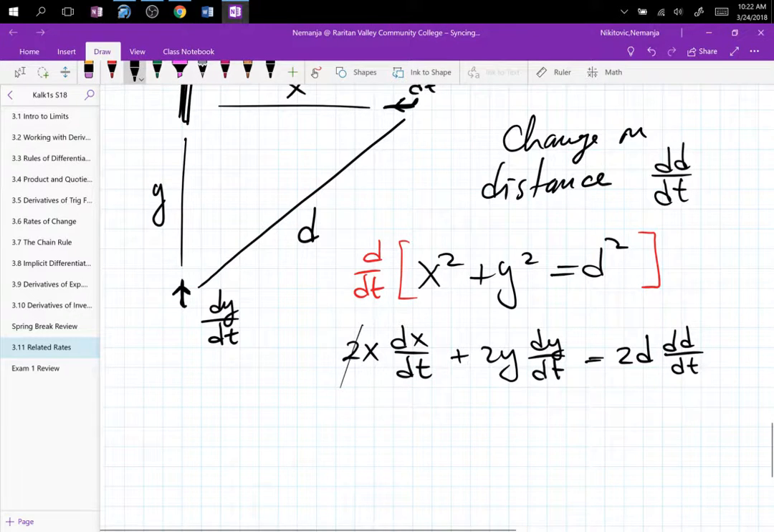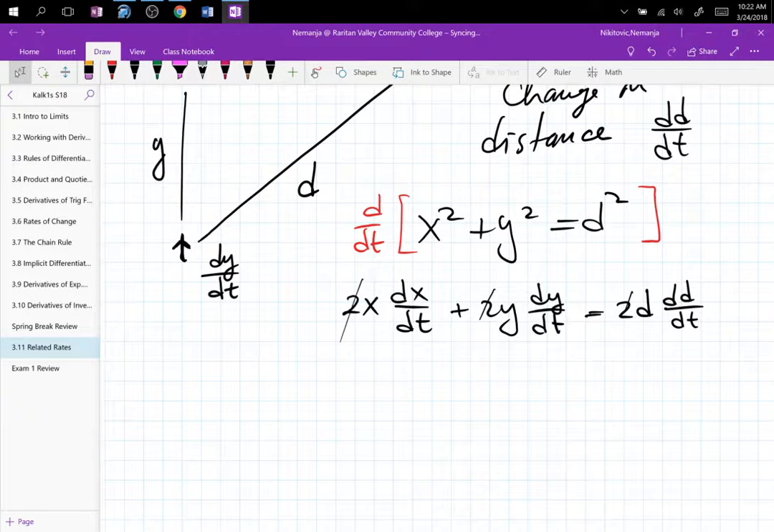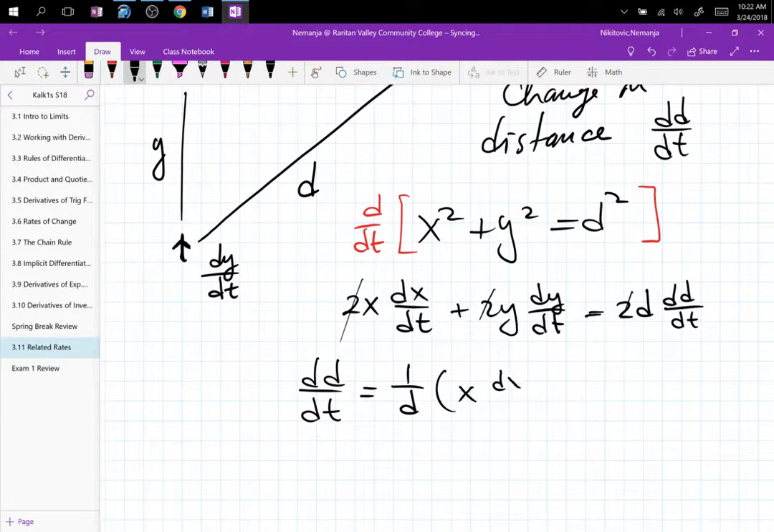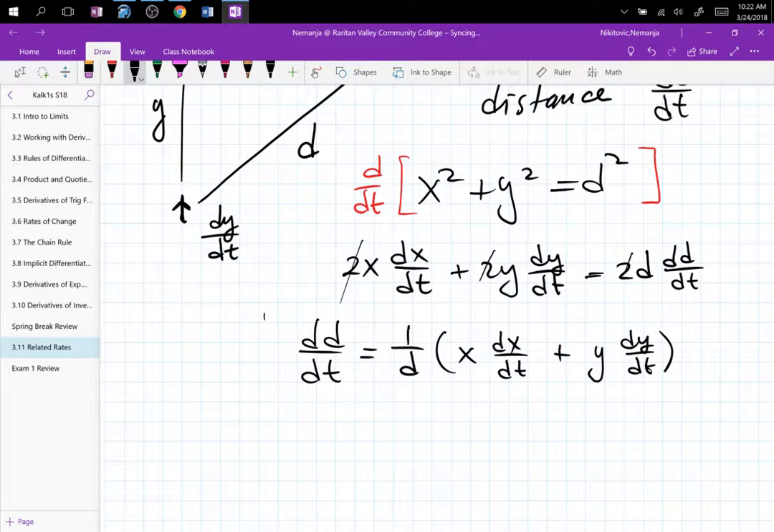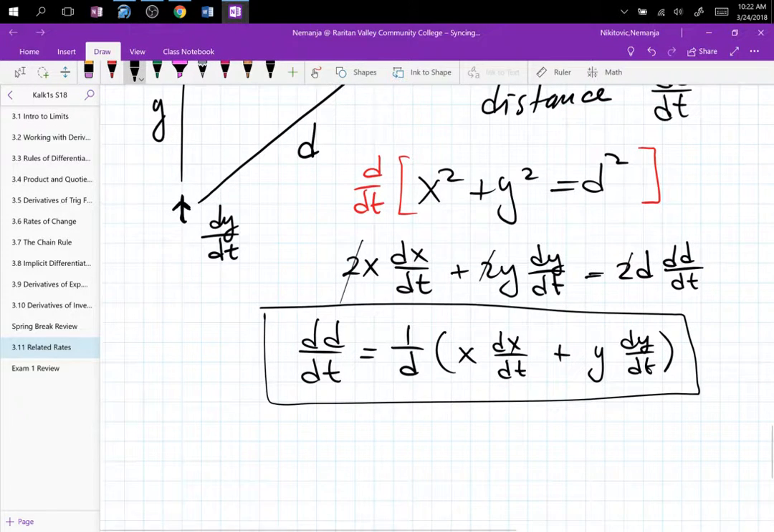The 2's will drop. And what you see is that your dd/dt is equal to 1 over d of x dx/dt plus y dy/dt. And this is your equation. So now you want to decipher this equation. Well, we can do that. It's not a problem at all.